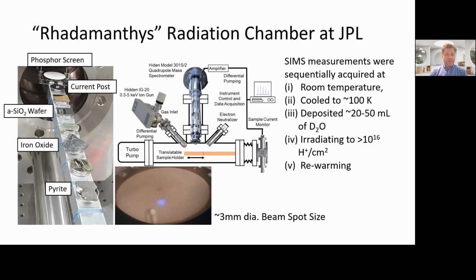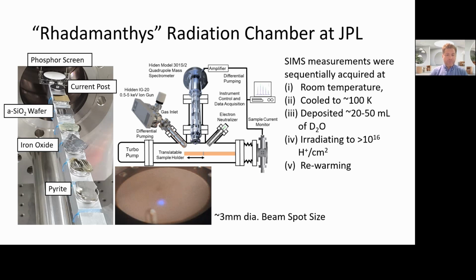So the work was, like I said, carried out on the Radamantes radiation chamber at Jet Propulsion Laboratory. This chamber was outfitted with a phosphor screen so that we could image the incident ion beam, a current post to measure the beam current, and I'm going to be presenting work today looking at sputtering from an amorphous silicon wafer, an iron oxide sample, and a pyrite sample.